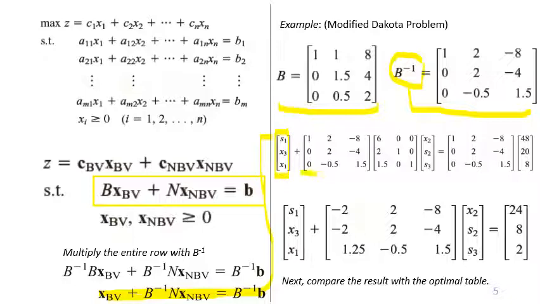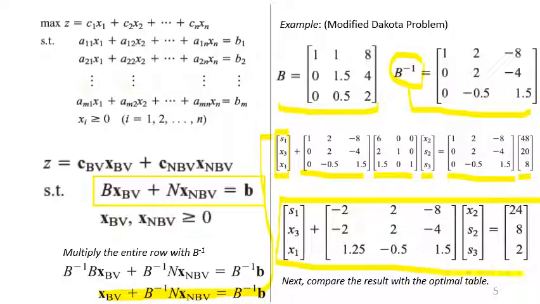This is our B inverse. This is our N. This is our X and BV. This is B inverse again. And finally, this is small b. If we do the matrix multiplication, this is the result. Okay. Now let's compare this result here with the optimal simplex table on the next slide.